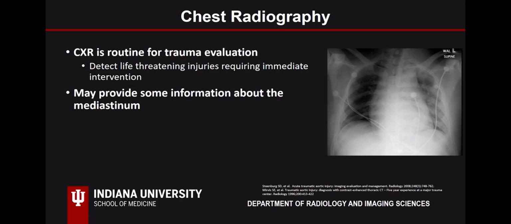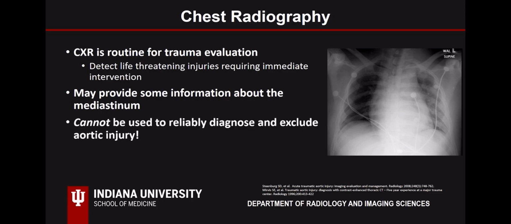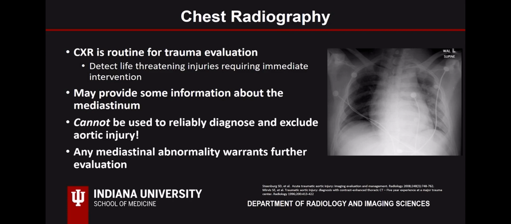A chest X-ray is routinely obtained in the trauma bay for the initial imaging evaluation of the trauma patient, primarily to detect life-threatening injuries requiring immediate intervention. However, some information about the mediastinum may be obtained. You cannot use a chest X-ray to reliably diagnose and exclude an aortic injury. Thus, you cannot clear the mediastinum with a chest X-ray. And any mediastinal abnormality on chest X-ray warrants further evaluation, usually with CT.